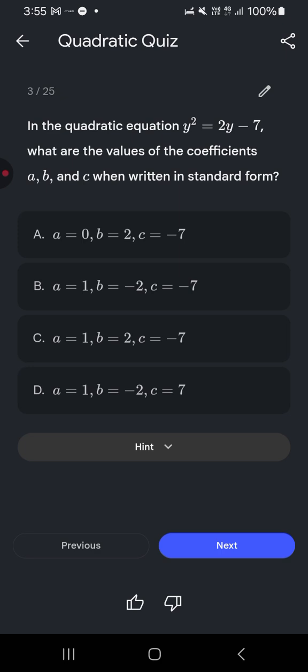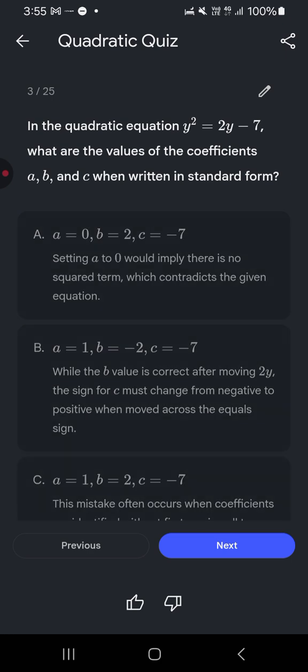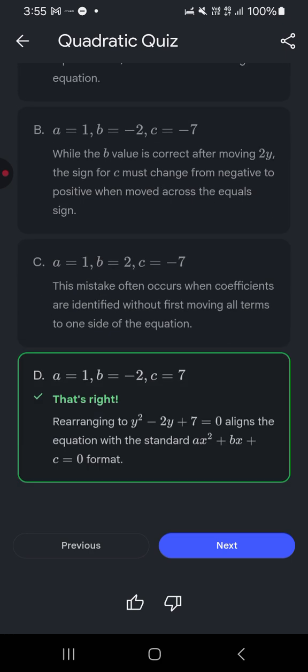In the quadratic equation, y square is equal to 2y minus 7, what are the values of the coefficients a, b and c when written in standard form? The correct option will be D. If we rearrange the equation, it comes to y square minus 2y plus 7 is equal to 0.